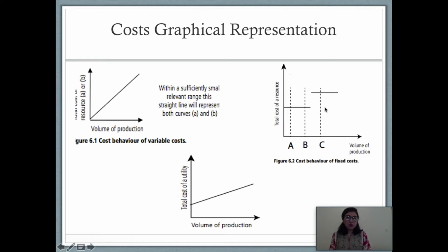So fixed cost is a straight line. Yes, the upper line, what does it represent? This is called step fixed cost. Step fixed cost means, I'm going to give you an example.